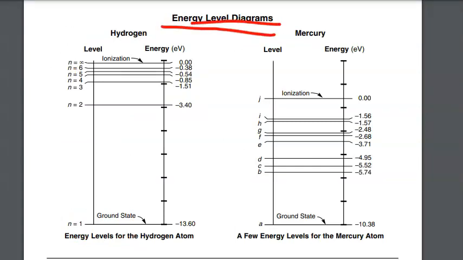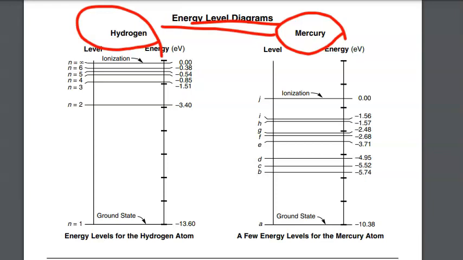On the reference table, you have the energy level diagram for hydrogen and an energy level diagram for mercury. If you recall from chemistry, every element on the periodic table has its own energy level diagram based on the number of electrons along with the number of protons in the nucleus. So we're looking at the different levels here.